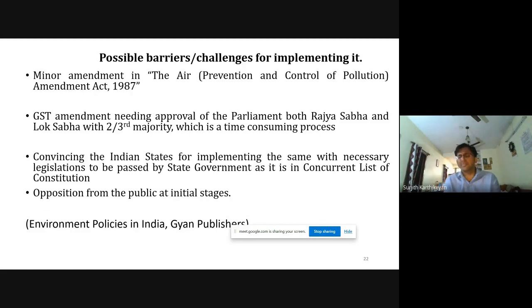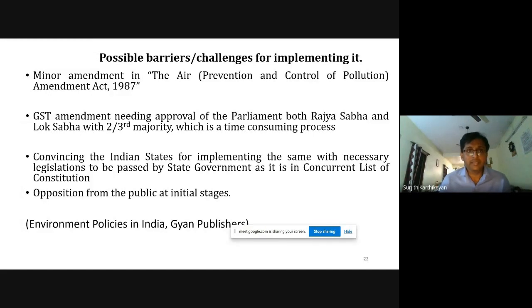This particular proposal we prepared along with my deputy economic advisor at that time. This book covers 3-4 chapters on what measures India has already adopted, how we can do it, and which areas should be taxed. So this is available in the market.